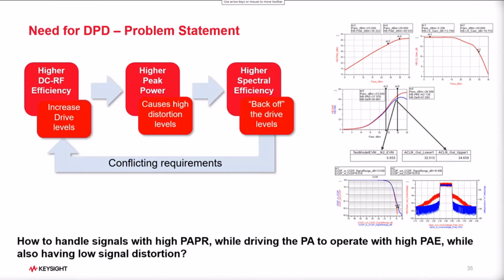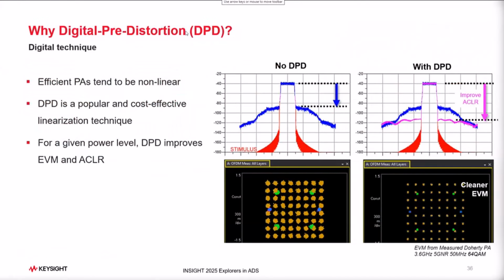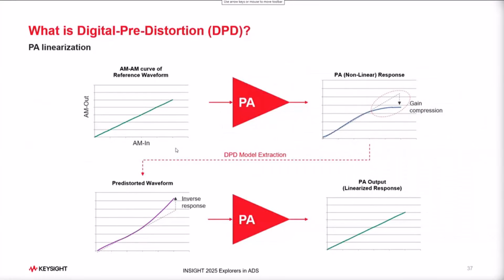So how do we handle these conflicting requirements and still achieve our objective? Well, the trick is digital predistortion. It's a very popular, cost-effective linearization technique. For a given power level, your DPD can improve EVM as well as ACLR. EVM gets improved because your linearity is improving, so your in-band distortion goes down. And since linearity is improving, your sideband performance also improves. So that also is a benefit. So what happens behind the scenes? This is how the DPD concept works.